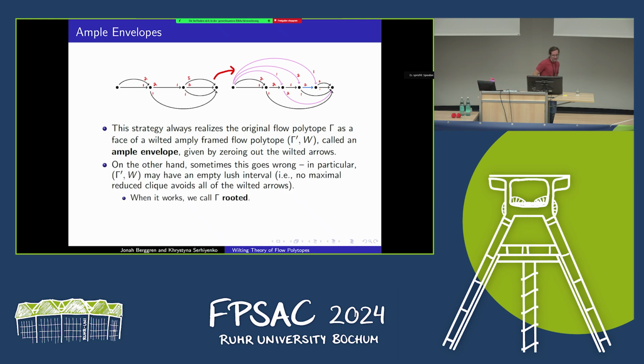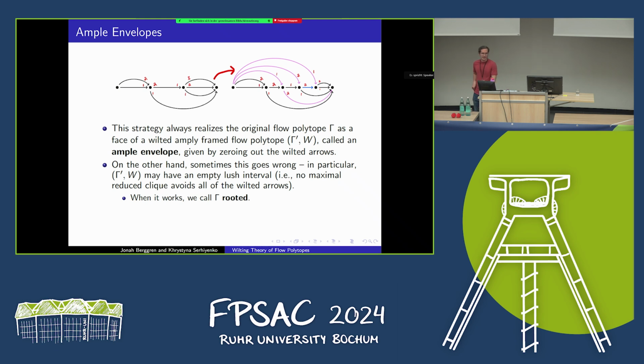It can sometimes fail. What might go wrong is that the thing on the right might have too many wilted arrows. So there might not actually be any maximal cliques of the thing on the right that avoid all of the arrows that we have marked as wilted. But when it does work, we call our original DAG rooted. So this one is rooted because this worked quite nicely.